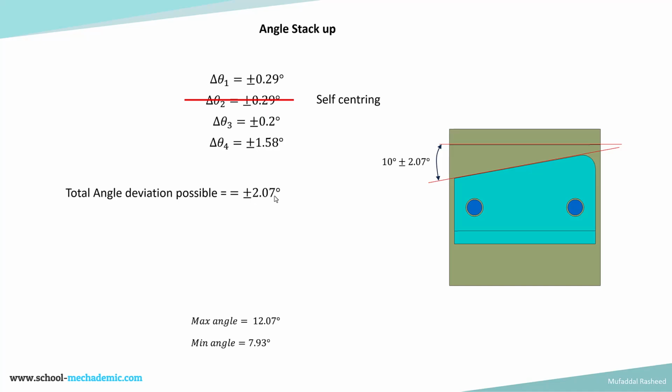So this is the maximum deviation which is possible, which is 10 degrees plus or minus 2.07. Maximum angle is this, minimum angle is this value. So this is a very simple angle stack up for a part which is assembled using two holes. Of course, if there are more number of holes, it becomes more complicated and we need to have more advanced calculations. But this is a good way of calculating the worst case angle which can occur due to assembly shift and the other variations combined.